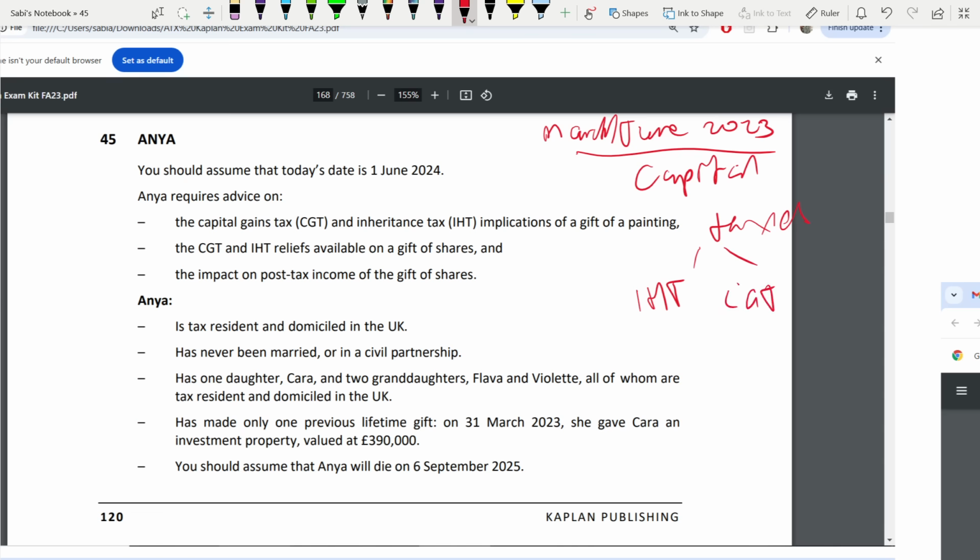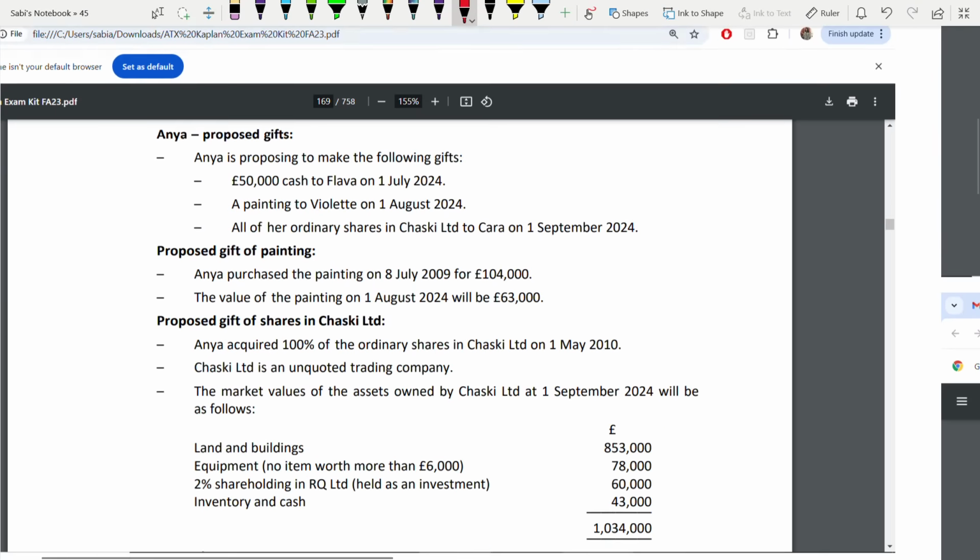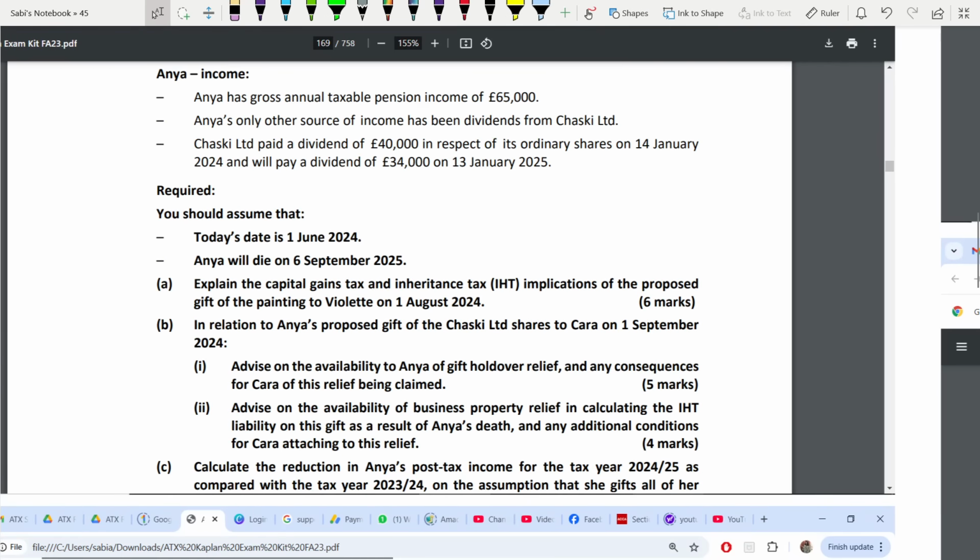So now we are going to go through the requirements. Today is 1st June 2024. Anya will die on 6th September 2025. So you have to explain the CGT as well as the IHT implications of the gift of a painting on 1st August 2024 for 6 marks.